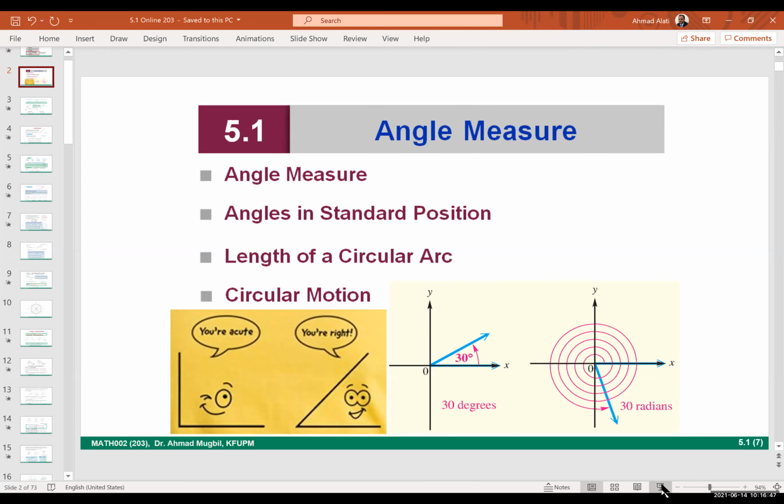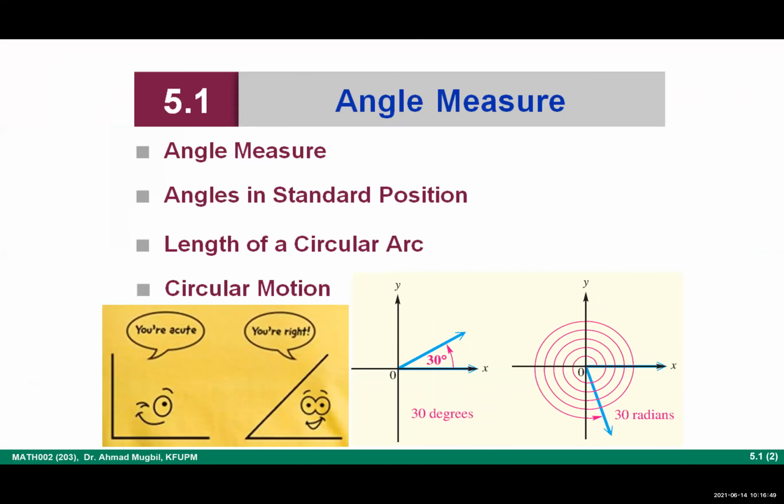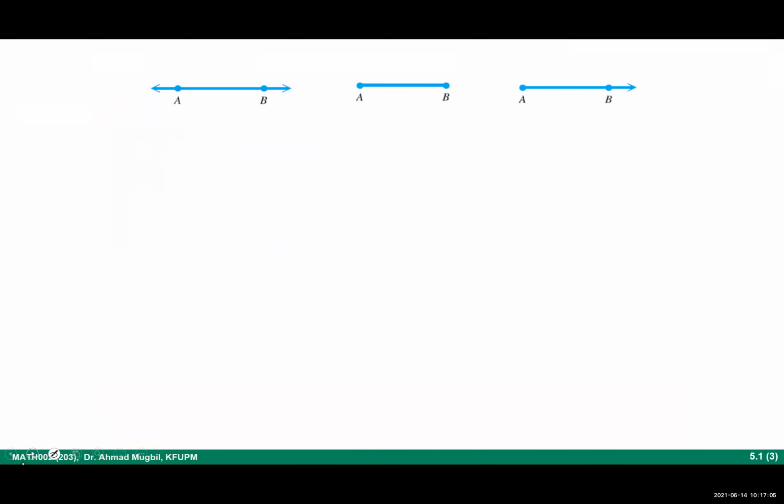So this section is about the angle measure. What is the angle measure? What are the angles in the standard position? And how to find the length of a circular arc, and how to find the angular speed and the linear speed, the circular motion. So let's start with this.